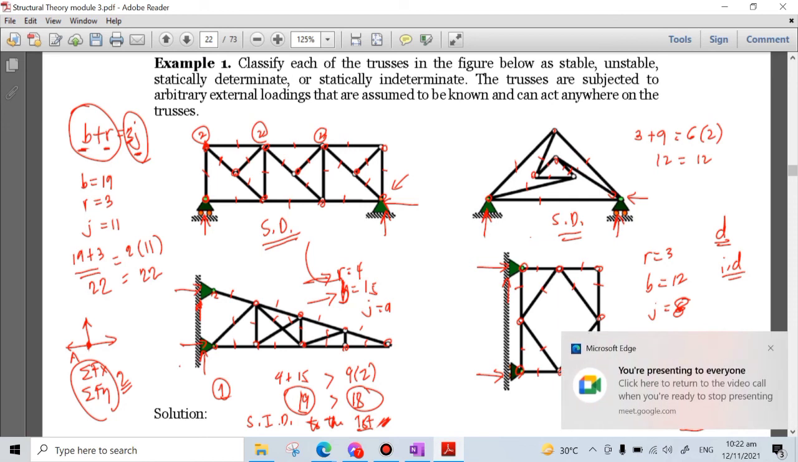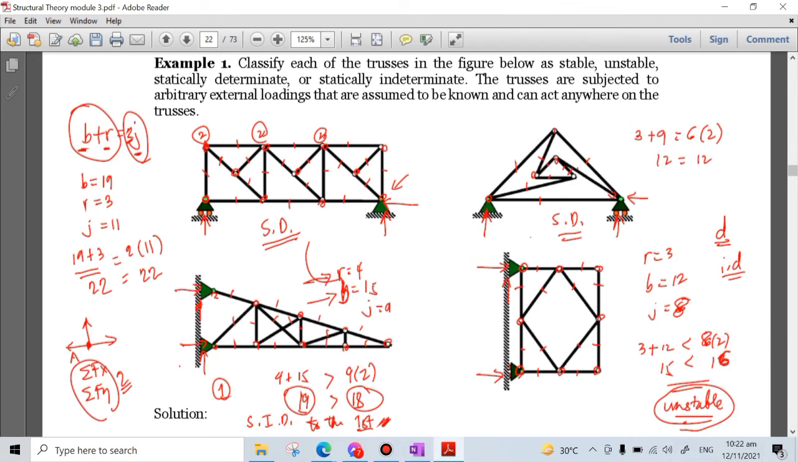Okay, so the second condition is, siya ba ay merong parallel reaction? So, hindi naman lahat ng reactions nila ay parallel. Meron bang collapsible mechanisms? May nakikita ba tayong square lang na walang diagonal brace sa tatlong to? So, wala naman. So, ibig sabihin, itong tatlong to ay mga stable. Ito lang yung isa, yung unstable.